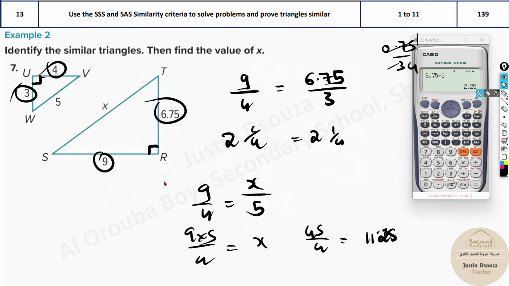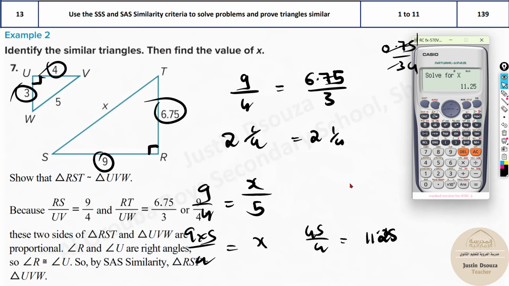Let's just check. You can directly put this in the calculator as well if you don't want to do the simplification. That is 9 by 4 equals alpha x by phi. Shift and solve. The answer is, oh sorry, what did I do wrong? I did not put this. Shift and solve. It's 11.25. Okay, that's the answer we got.